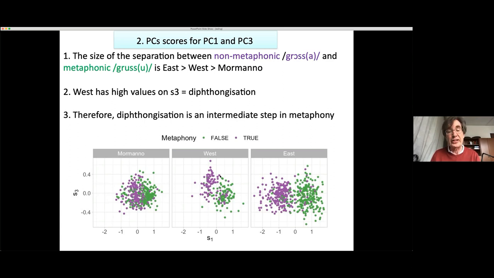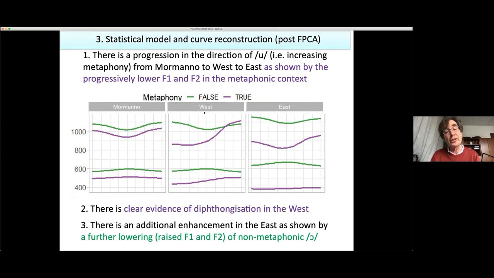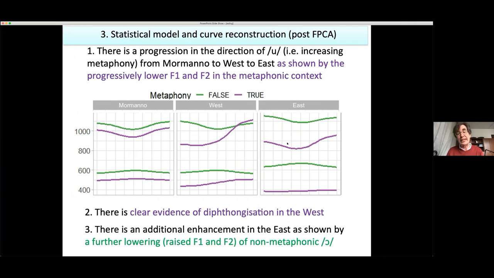Now this is very important, because when you look at the West Coast compared with Momano and the East Coast, what do you find? You find that in the metaphonic case there is indeed diphthongization. Can you see that here? Because this shifts from here up to here, whereas here and here it's actually fairly monophthongal.